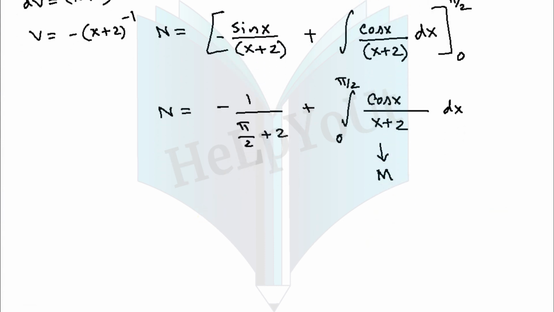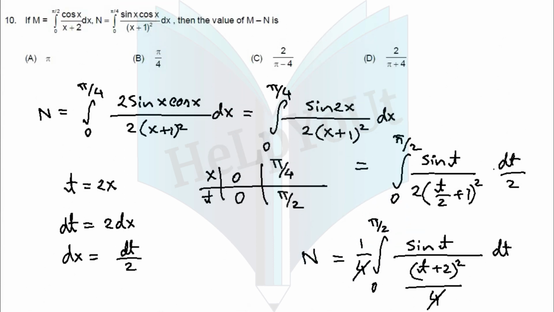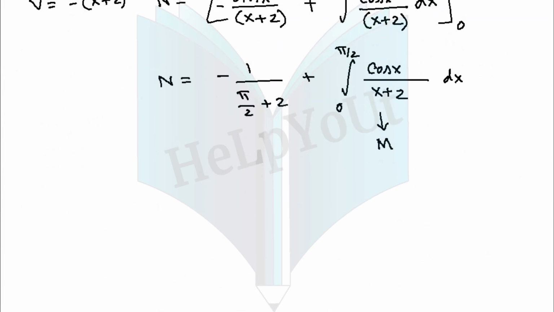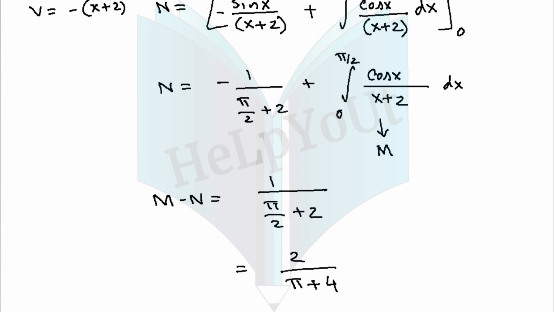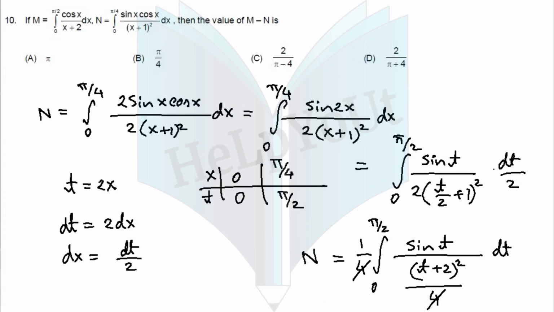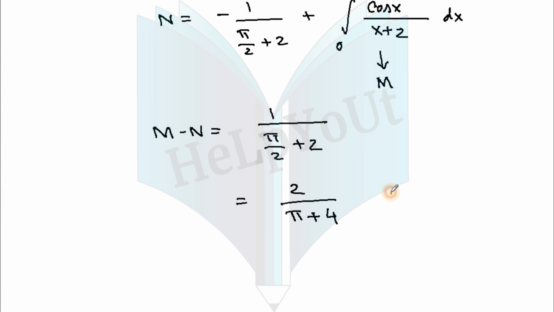And we needed m minus n. So let's switch the sides. Just m minus n will be 1 by pi by 2 plus 2. If we simplify this, 2 goes up and this becomes pi plus 4. Which option matched? Let's just see. This option D matched: 2 by pi plus 4. Option D.